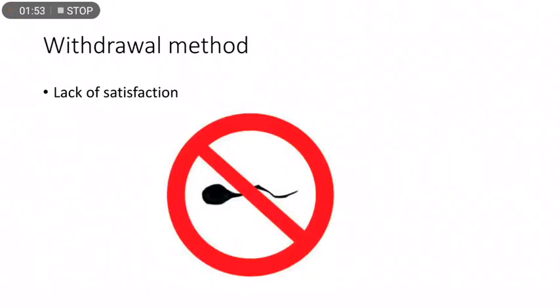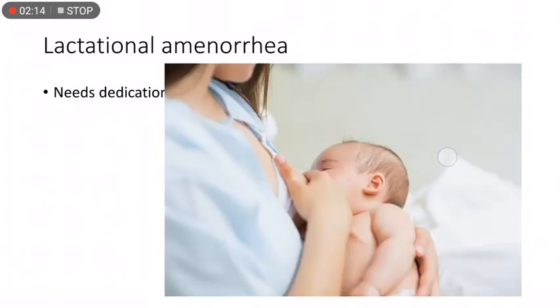The withdrawal method, yeah, this is the main disadvantage I was talking about. It's kind of very bad, right? Because we want satisfaction, and that is why generally people have sex. But during the withdrawal method, there is a lack of satisfaction. So what's the point in having it? Lactational amenorrhea, as I already told, requires a lot of dedication, because once in 2 hours, even without sleeping, if you're ready to feed your child, then you're good to go. Otherwise, nope. You are fertile, don't have sex.